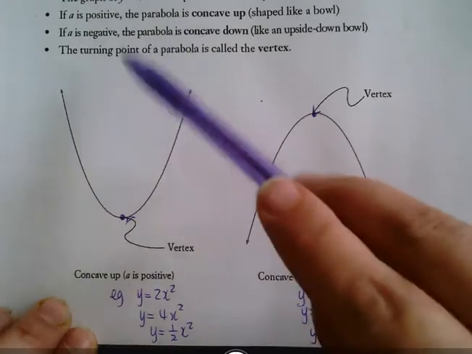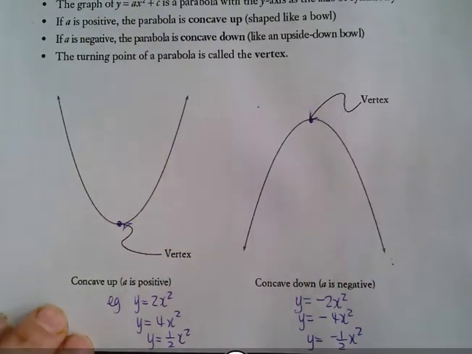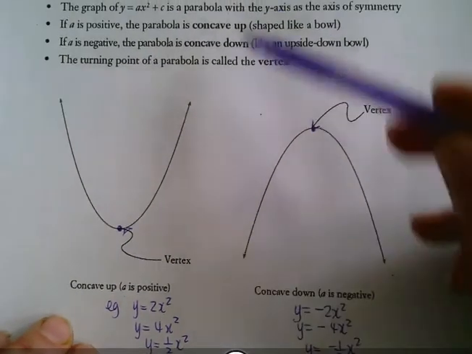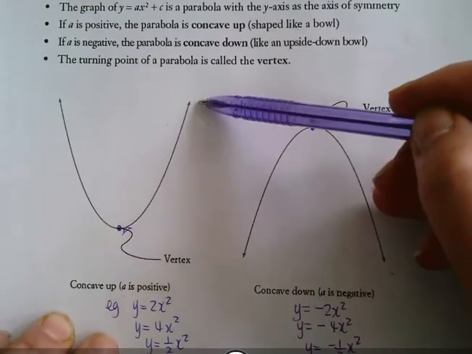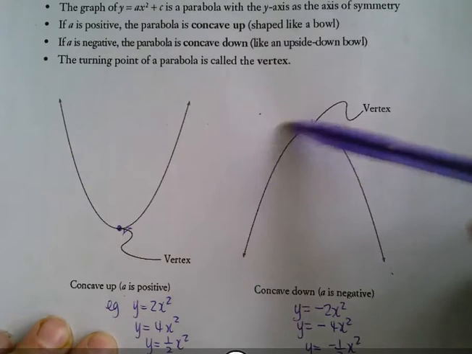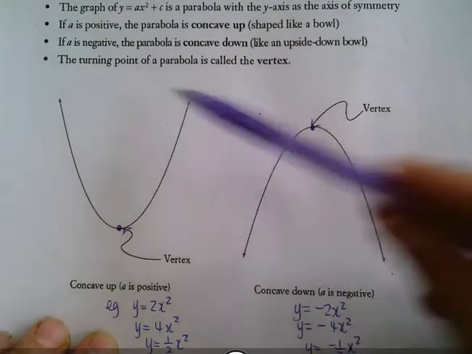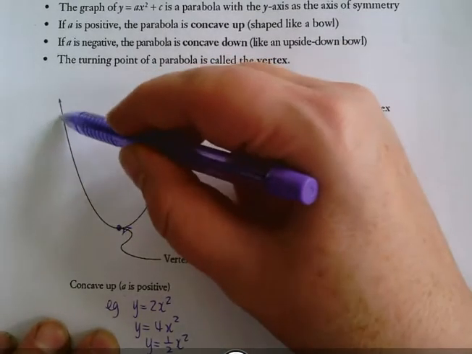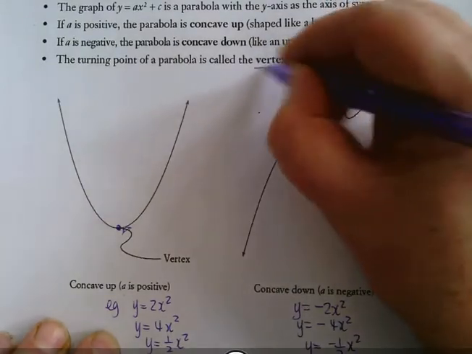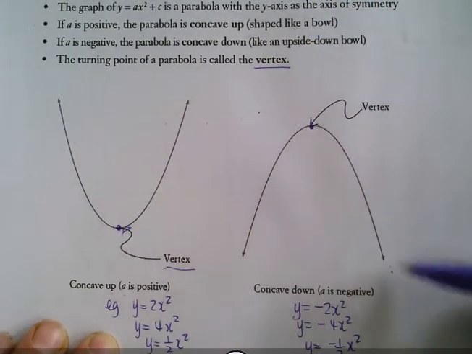Now, again, if A is positive with this y equals ax squared plus c, the parabola is concave up. It's shaped upwards. It turns upwards. The cave is upwards. If A is negative, it's concave down, like an upside down bowl. And the turning point, see, it's like you're coming down and you reach the very bottom and then you go back up. The turning point is called the vertex. And here, you're going up and that's where you turn to go back down.